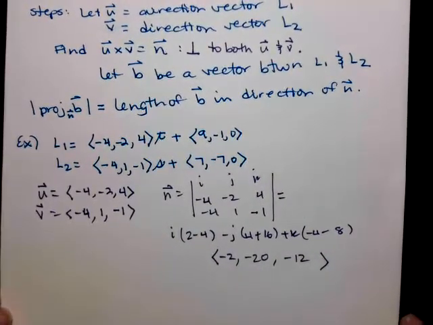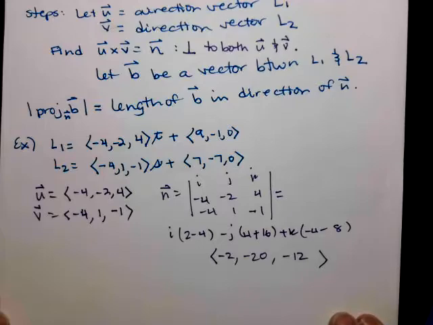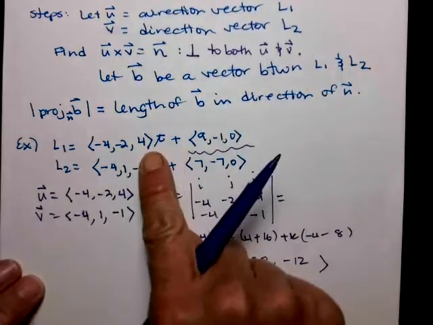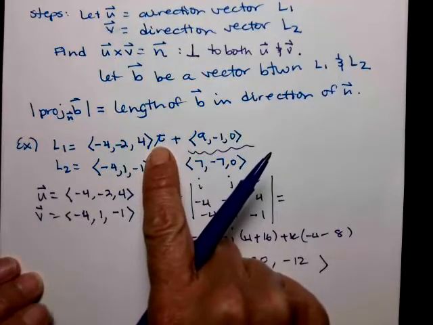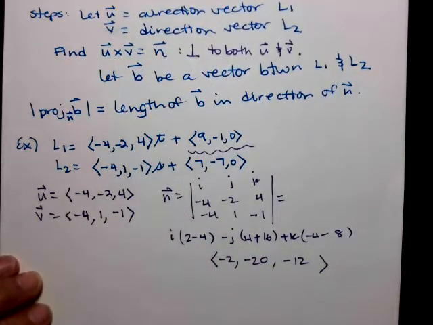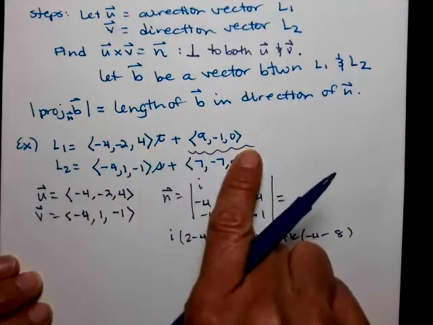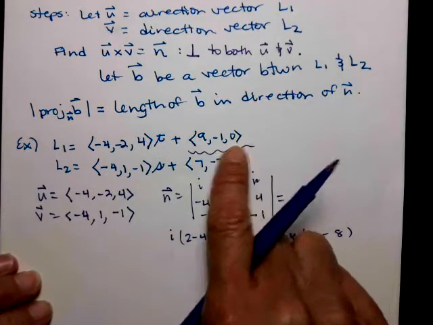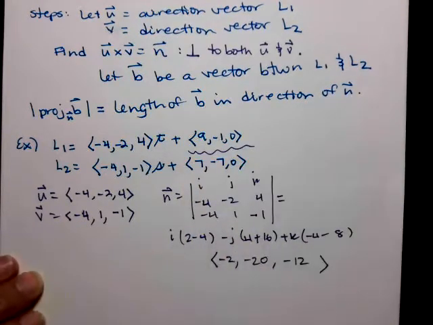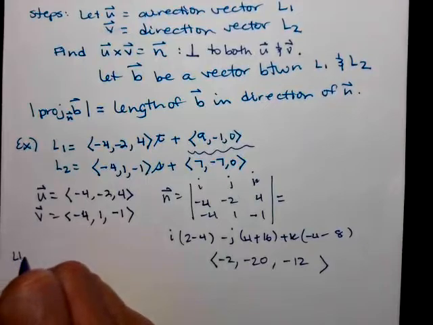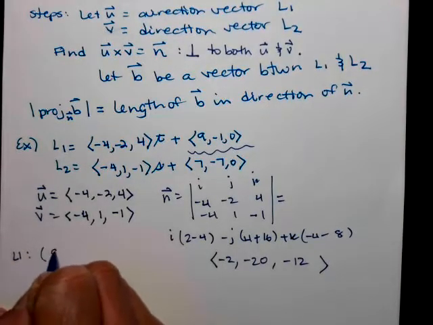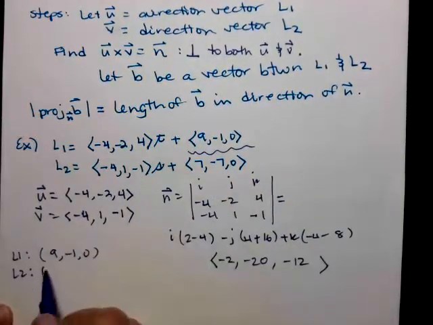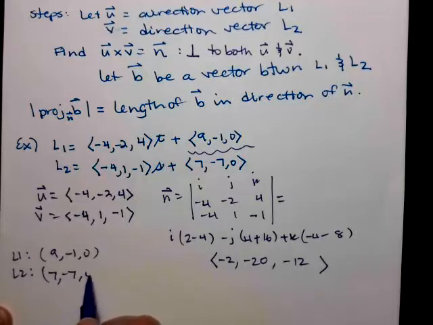Okay, so what's a point that you know is on L1? A point is just that other vector, because you could find a point by plugging in different values of t, and that gets you the different points along the line. So if we let t be 0, one of the points on the line is 9, negative 1, 0. Okay, so a point on L1 is going to be 9, negative 1, 0. And an L2 point, same idea, 7, negative 7, 0.